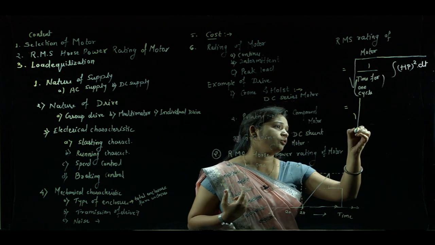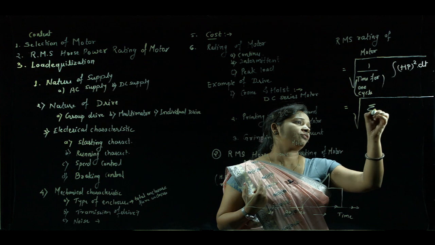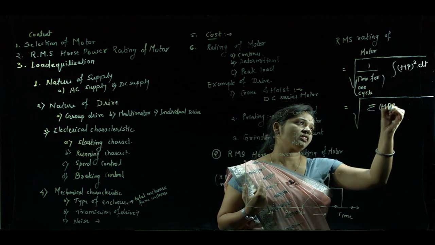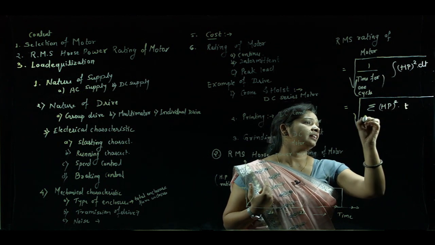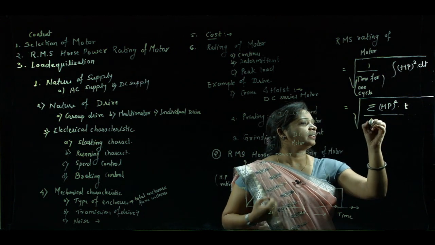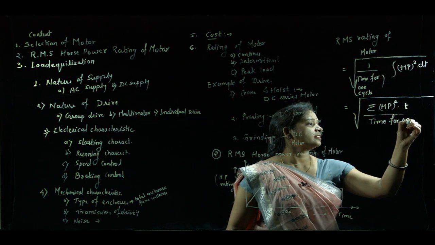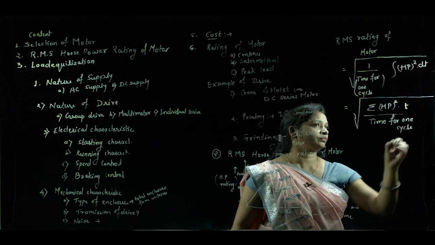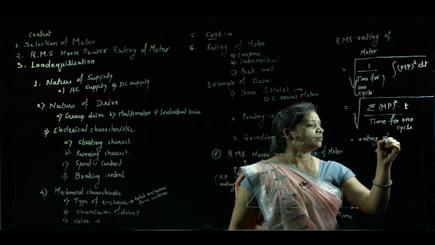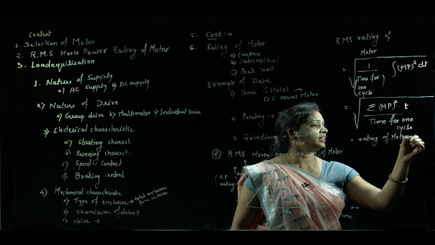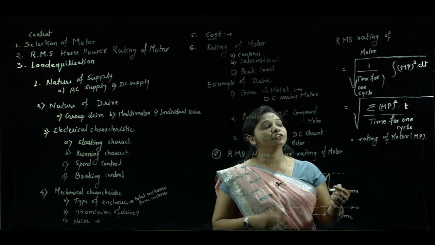You can write this formula in this way also, that is the summation of HP whole square into time t, where t indicates the time period for one cycle. So this gives the rating of the motor, that is HP. By using this formula we can calculate the rating of your machine.